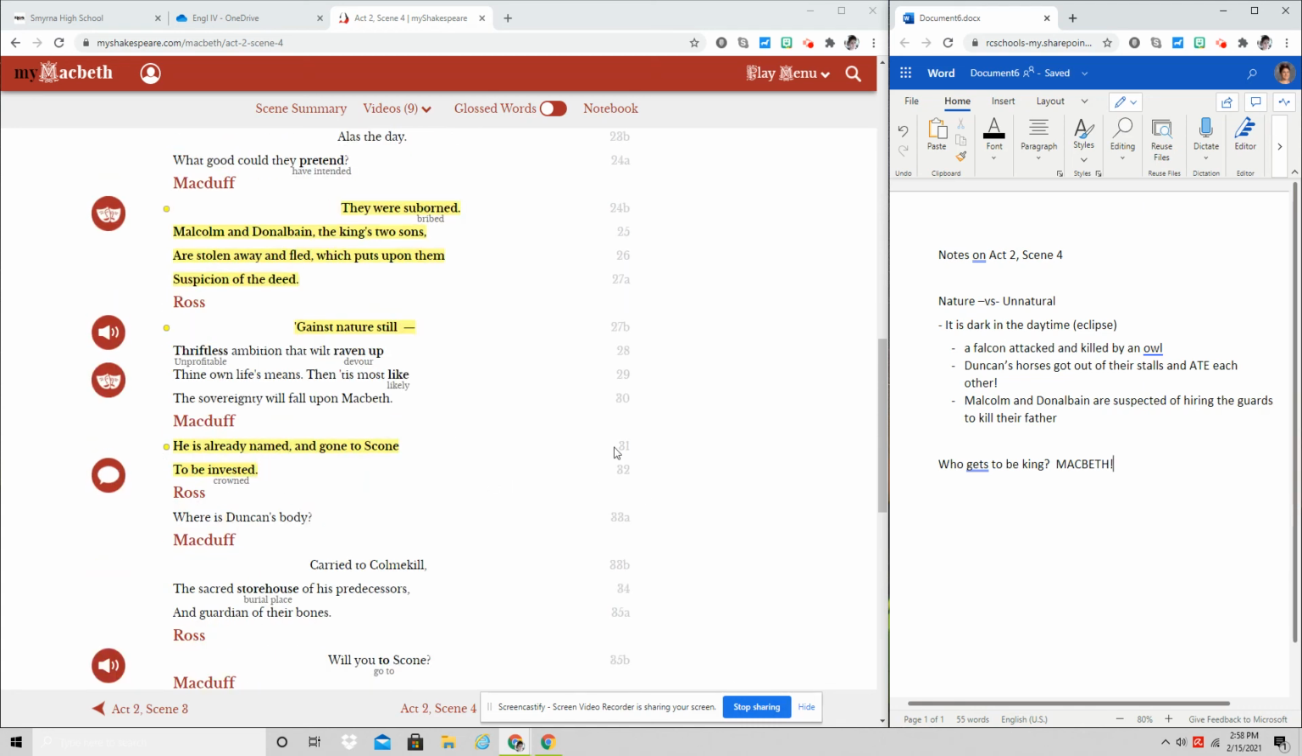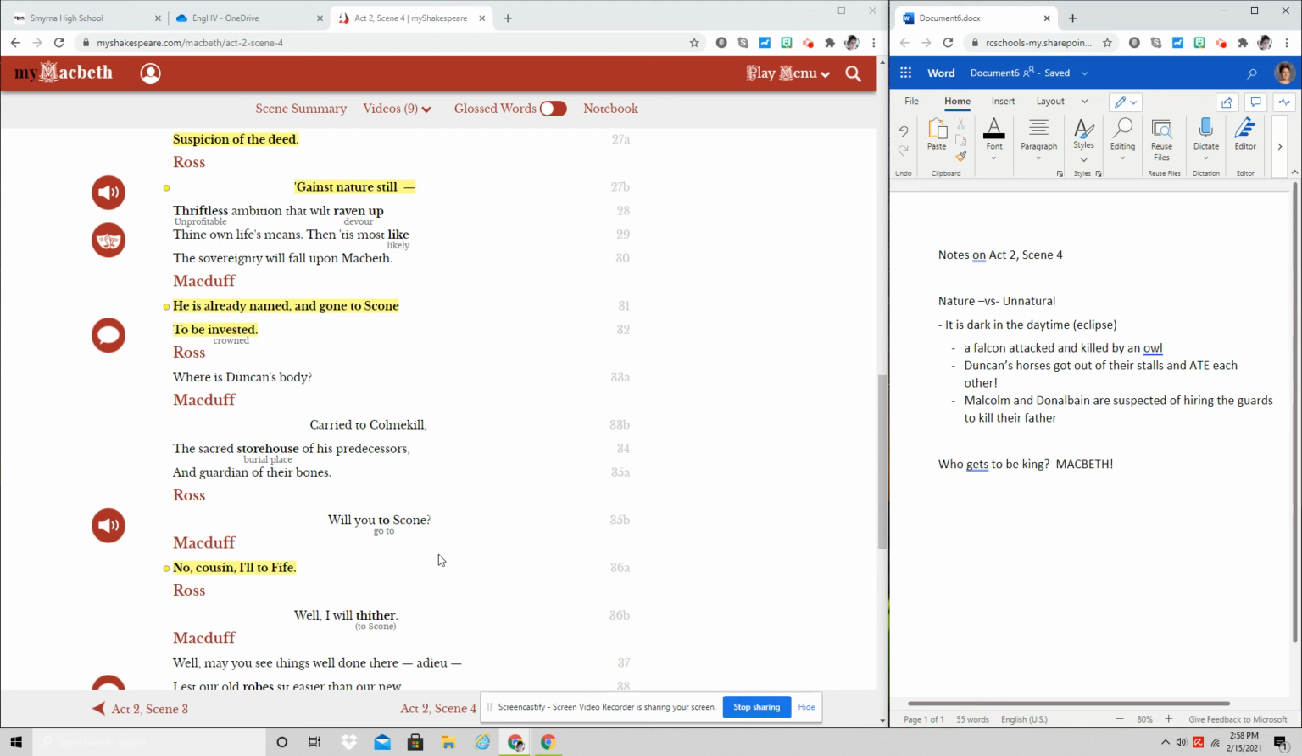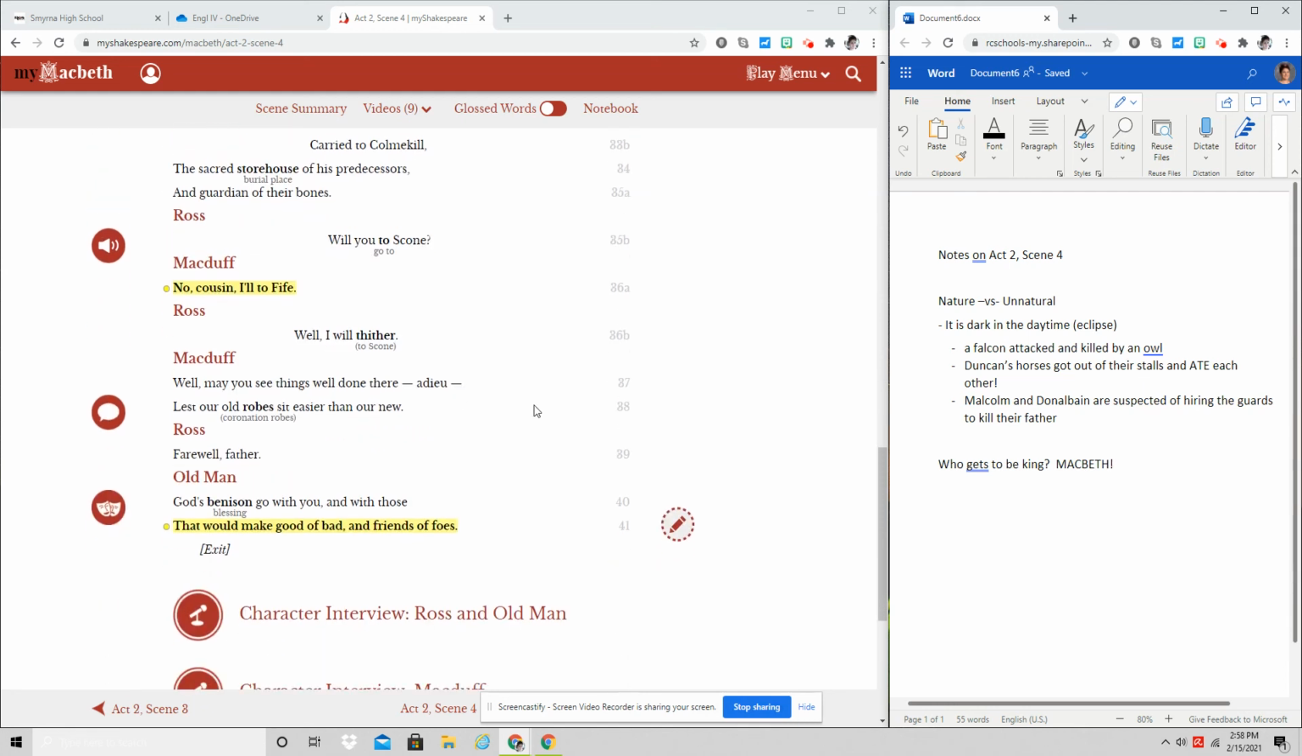And then we get the reinforcement that Macduff does not like Macbeth by him saying, nope, I'm not even going to the coronation. I'm going home to Fife. And then finally, we end with a continued theme of to make good of bad and friends of foes. We have that reverse appearances, or we have that things are not what they seem. Just like fair is foul and foul is fair. What's good is bad and friends are foes. And thus ends Act 2.